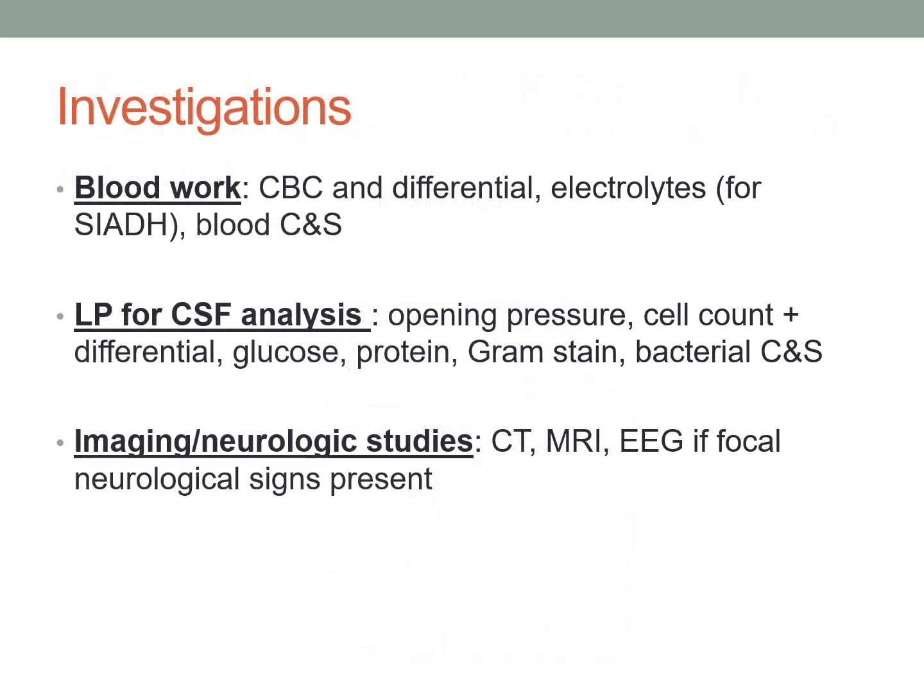Investigations for meningitis. Blood workup includes CBC with differential, electrolytes to rule out SIADH, blood culture and sensitivity. Lumbar puncture for CSF analysis to check for opening pressure, cell count with differential, glucose, protein, gram stain, culture and sensitivity. CT, MRI, EEG if focal neurological signs are present.